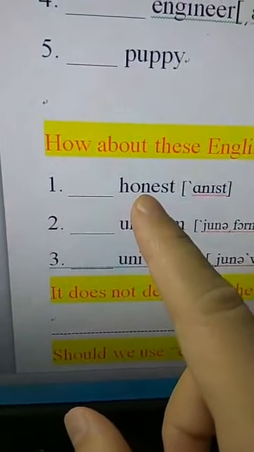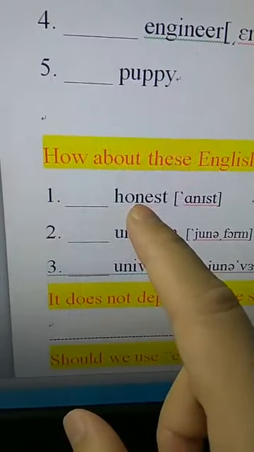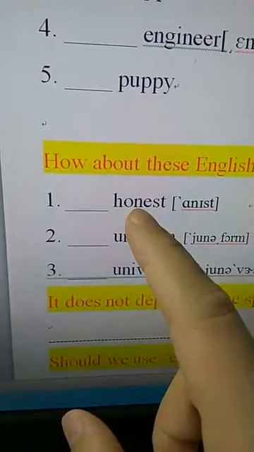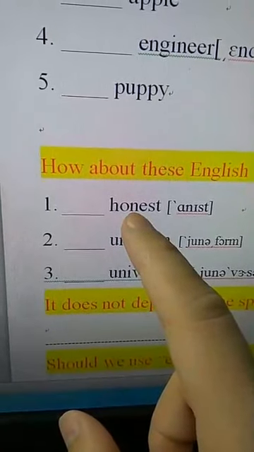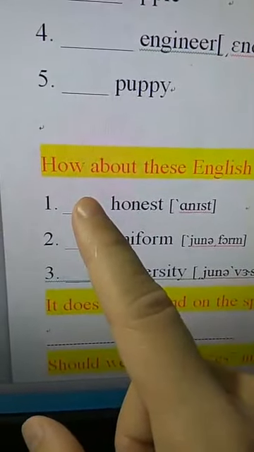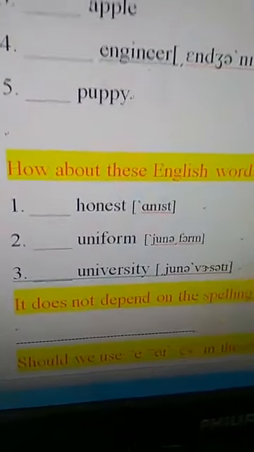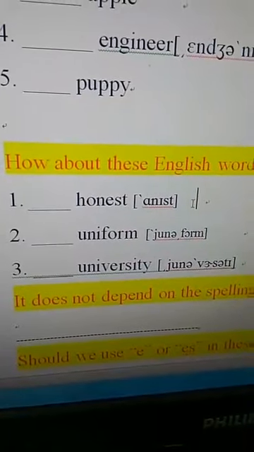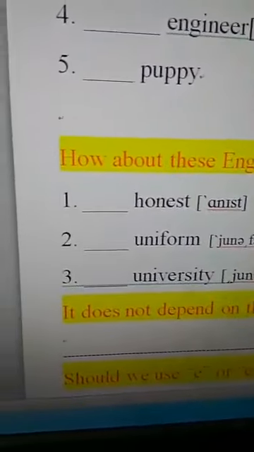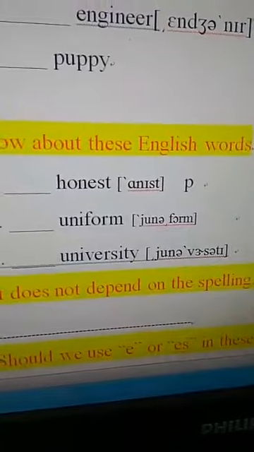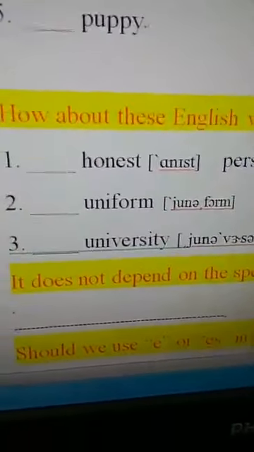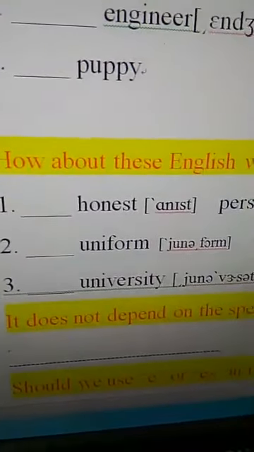Okay, please write down your answer. Think about it in your mind first. I don't tell you the answer first. You think about it by yourself. A honest or an honest? Sorry, I should add a person here. That would be great because honest is an adjective. Person. Okay, should we say a honest person or an honest person? How about it? Think about it, please.